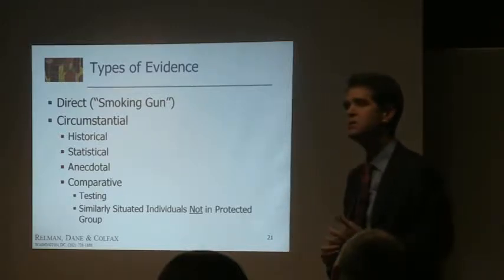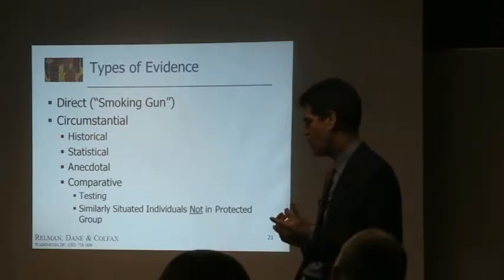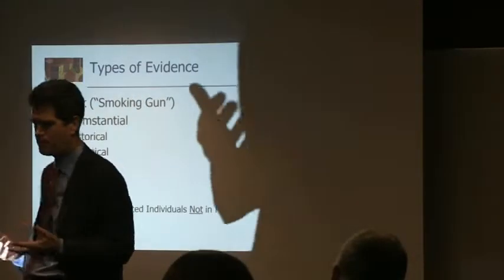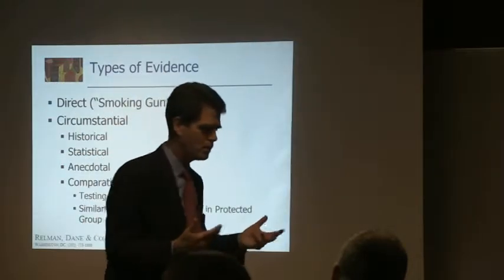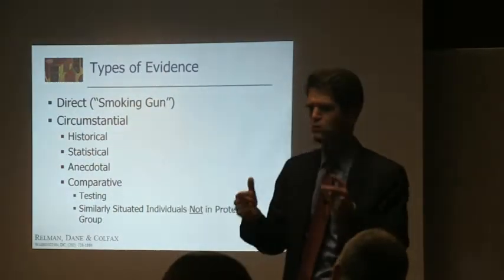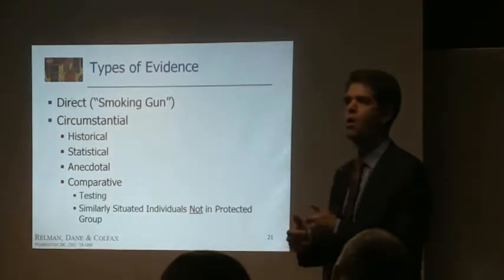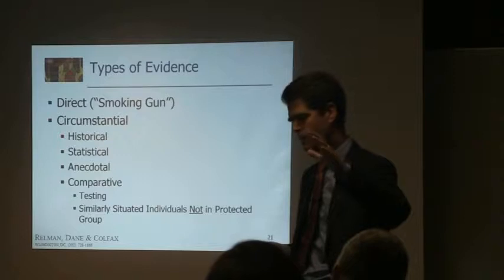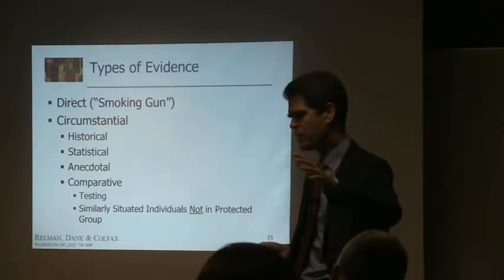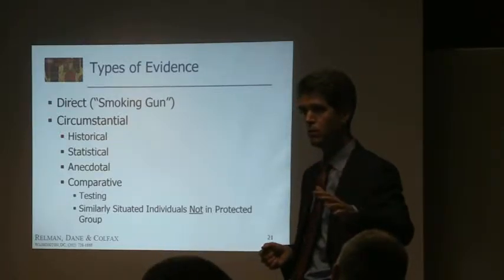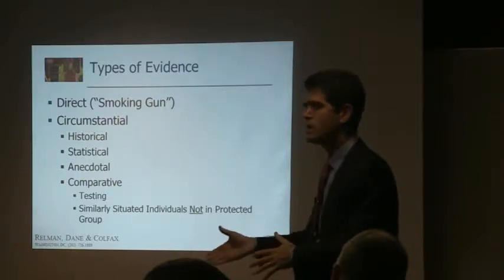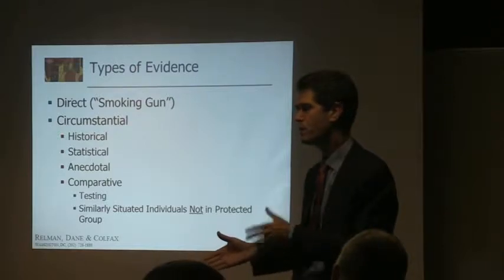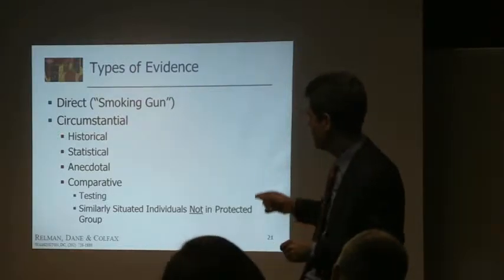Anecdotal evidence. This is evidence where people may tell you as you go along in discovery, a similar thing happened to me. Or I heard so-and-so tell a very improper racial joke. Or there was another incident where someone who's African-American was treated hostilely or rudely. Who's going to talk about that?